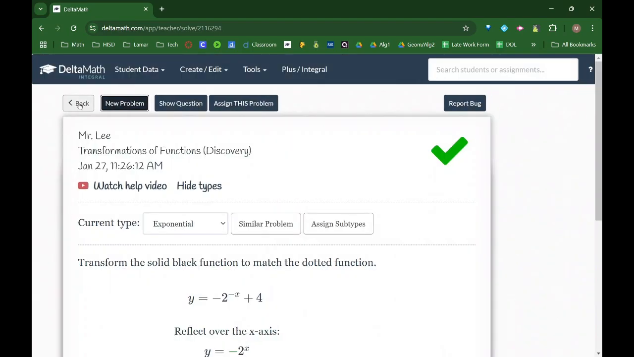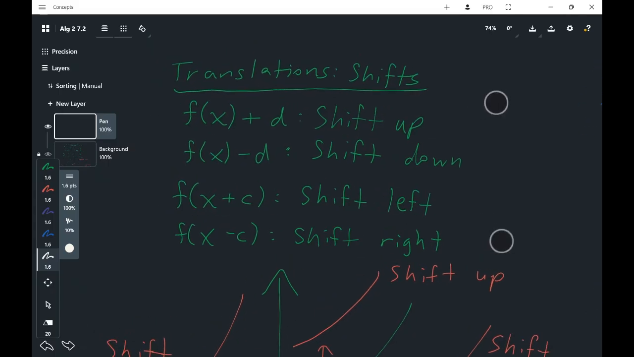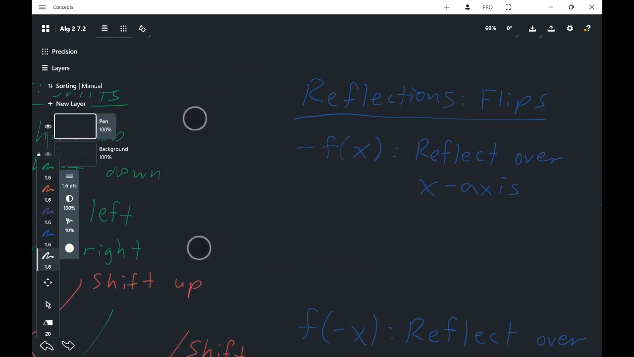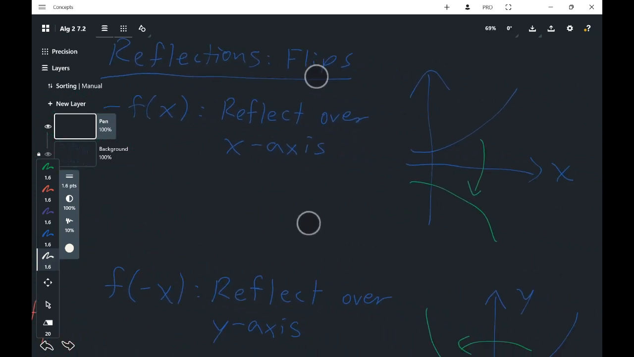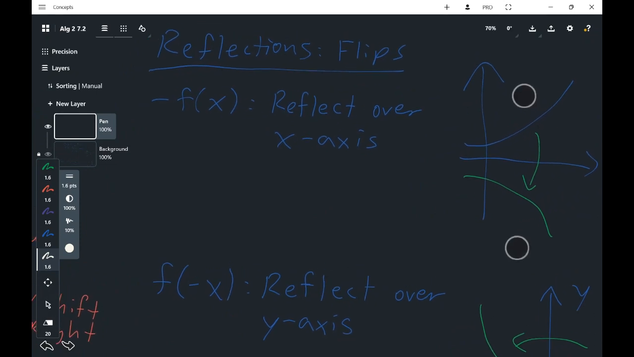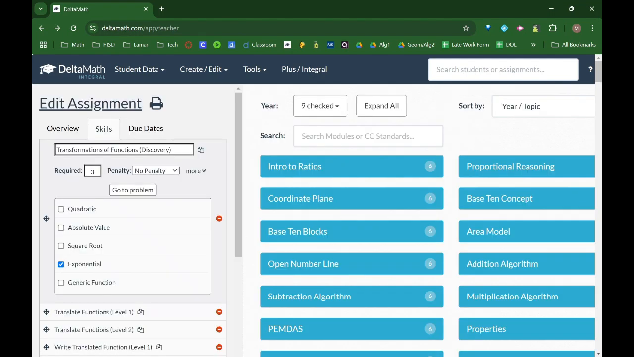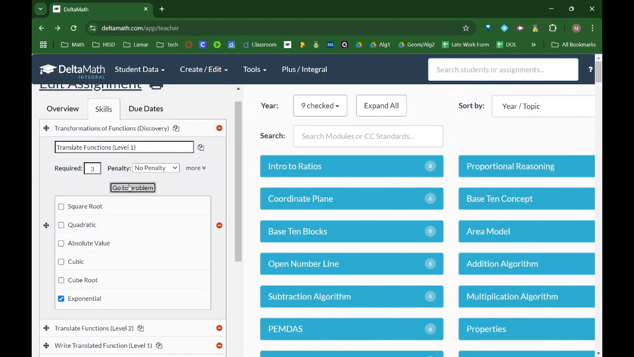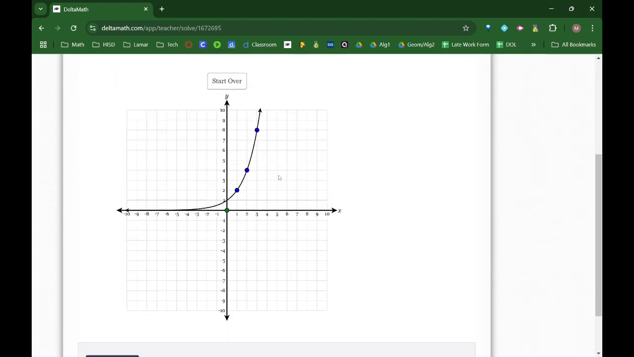So we can use these patterns here for translations. If you want to pause here, you can. Translations are just shifts, and then reflections, I have the patterns here, if you want to pause and look there. And that's all you need for this problem. So let's focus on the next category here. We're just going to translate some functions.